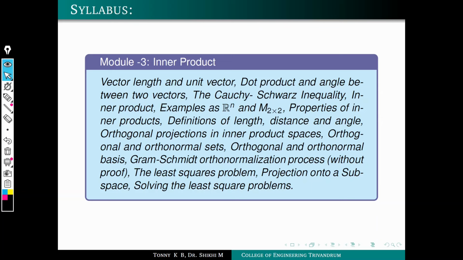Then we introduced inner product spaces. We have given some examples of inner product spaces which are Rn and M22, which is the set of all 2 by 2 matrices with real entries. Then we discussed some properties of inner products. Then we generalized the concepts of length, distance and angle to inner product spaces. In today's class, we will discuss orthogonal projections in inner product spaces.